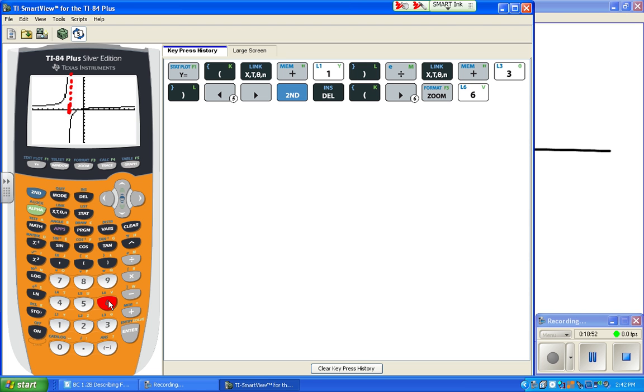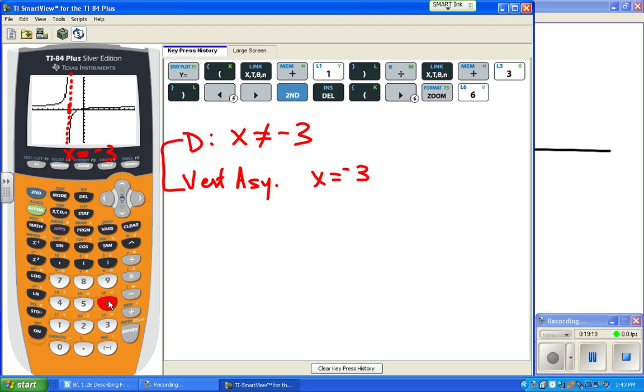And note that this graph is avoiding it like the plague. Now, I just drew in a dotted line there to emphasize the fact that at x equals negative 3, there's a problem. That is your vertical asymptote. So for this graph, the vertical asymptote was x equals negative 3. Your domain was x not equal to negative 3. Please note the connection. Those two go together. That is pretty darn common. That is not an accident.